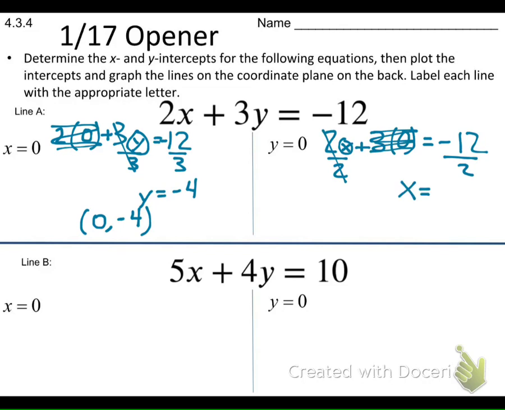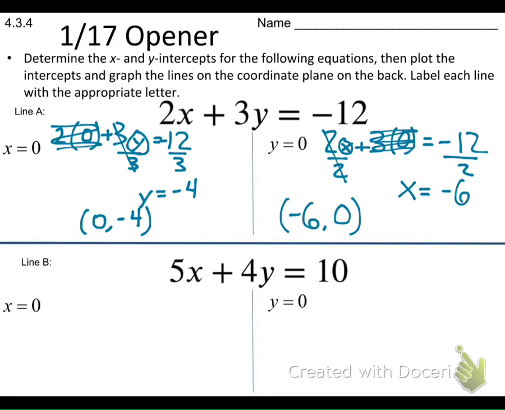And negative 12 divided by 2 equals what? Negative 6. Negative 6. Perfect. Good job remembering the negative. Then my ordered pair is going to be negative 6, 0. All right, does everyone have that? Everyone's understanding? Makes sense from yesterday, days before?